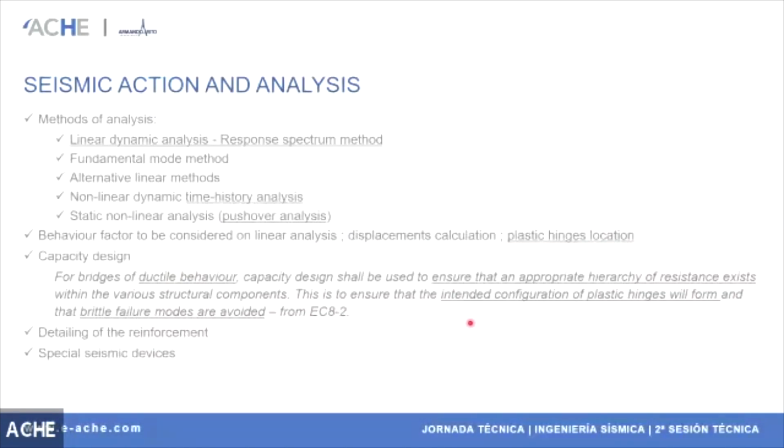Well, let's skip this. Methods of analysis, we already heard a lot about this. Most of the time you use the response spectrum method or a time history analysis, most common on bridges. Behavior factors, what should be considered or not. For the displacement calculations, skip the behavior factor, because you really have to consider the real deformation, the real displacement, and the plastic hinge locations. Of course, on bridges, normally it's at the bottom of the piers that you need to consider the plastic hinge positions, where you have the biggest efforts.